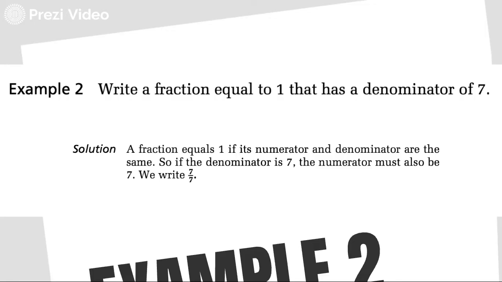Another way to look at this is if I had 7 circles and I had 7 of those filled in, that would be the same thing as 7/7. Or if I had some square divided into 7 equal parts and all 7 of those were shaded in, that would also be 7/7. Now their solution says that a fraction equals 1 if its numerator and denominator are the same. So if the denominator is 7, the numerator must also be 7, and we write that as 7/7.